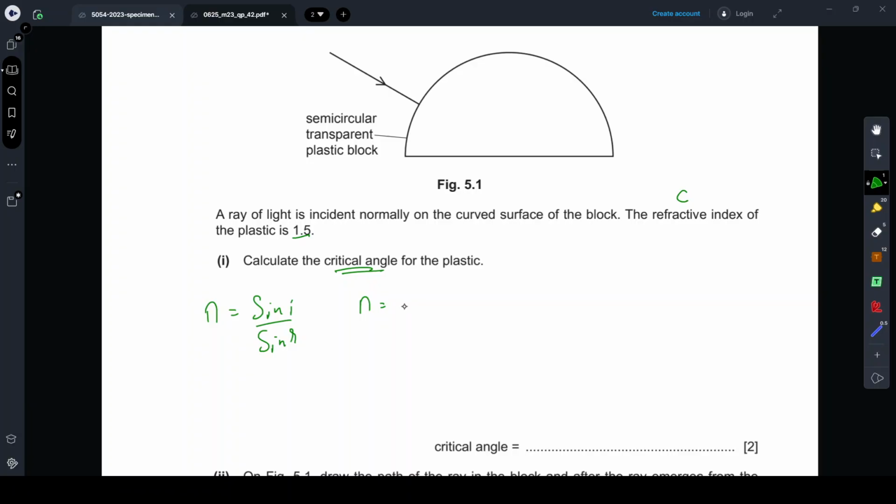I actually forgot the formula. So 1 over sine c, right? And so what you need is the critical angle. So sine c is 1 over n, and c is sine inverse of 1 over n.